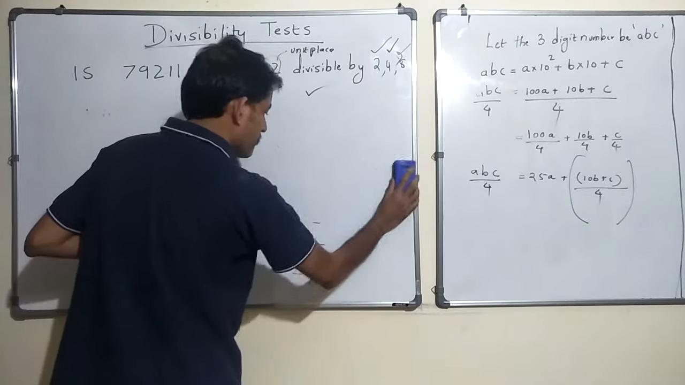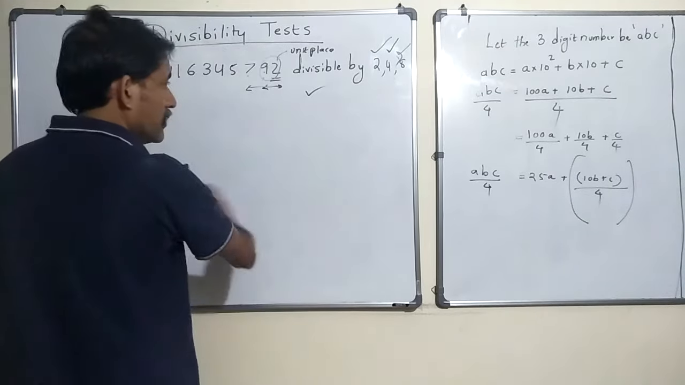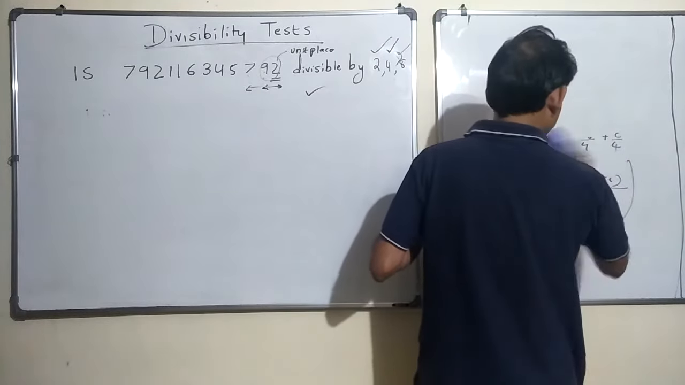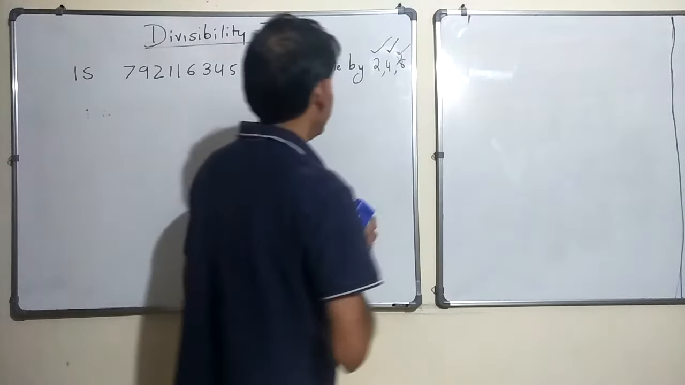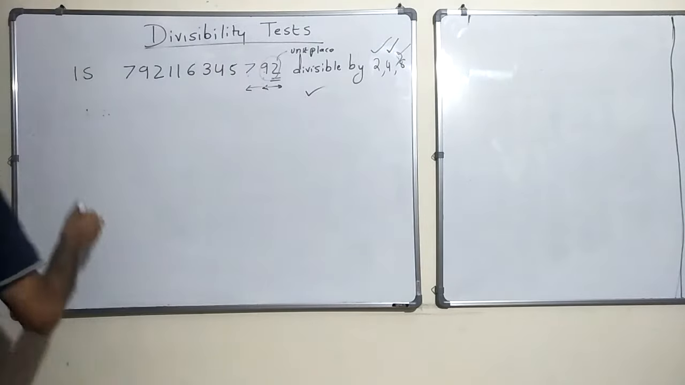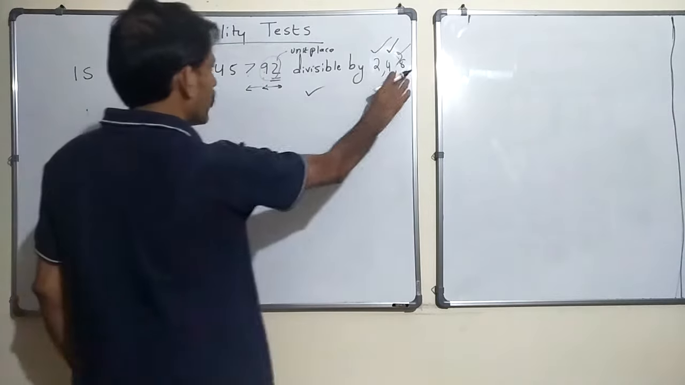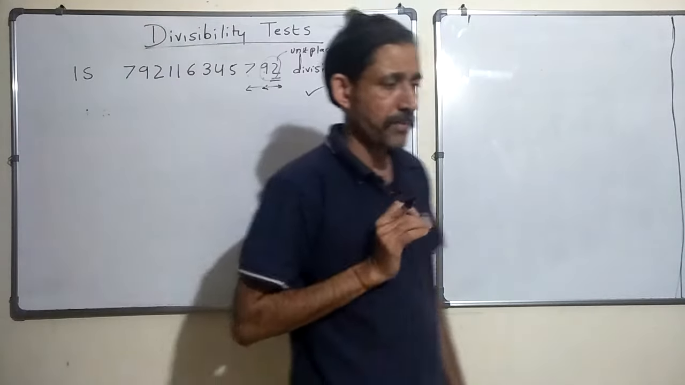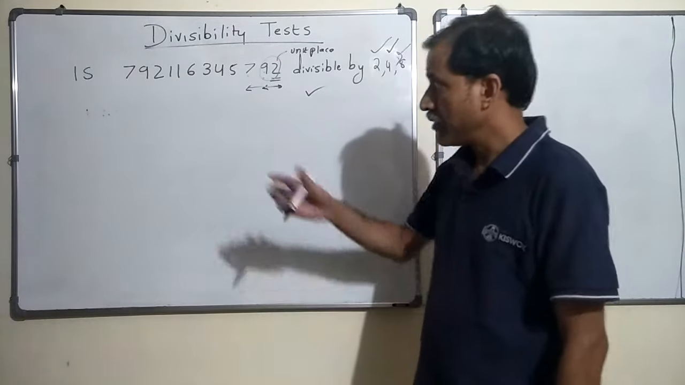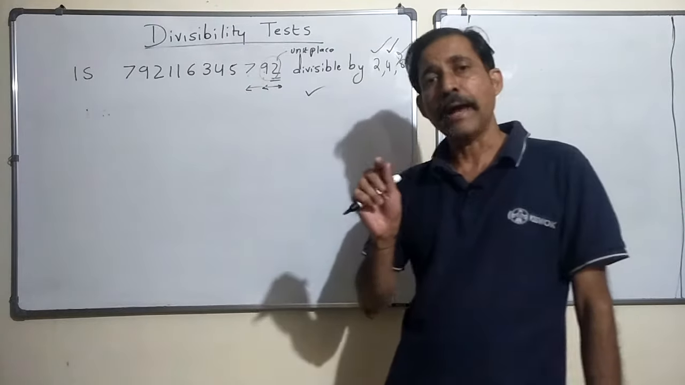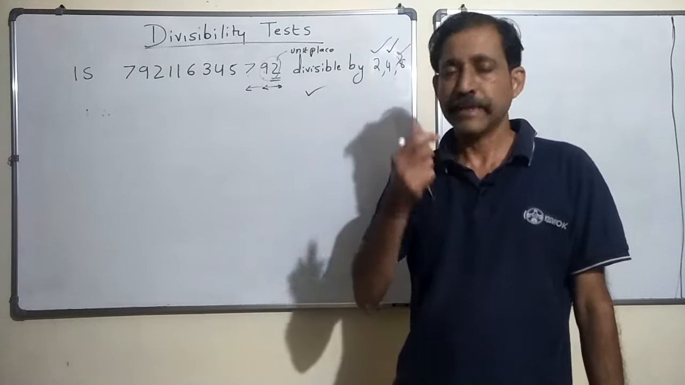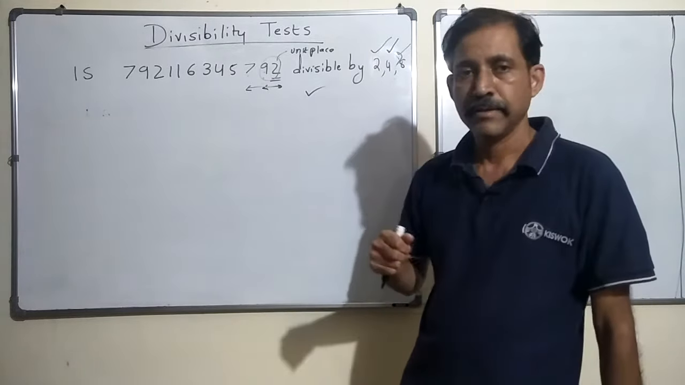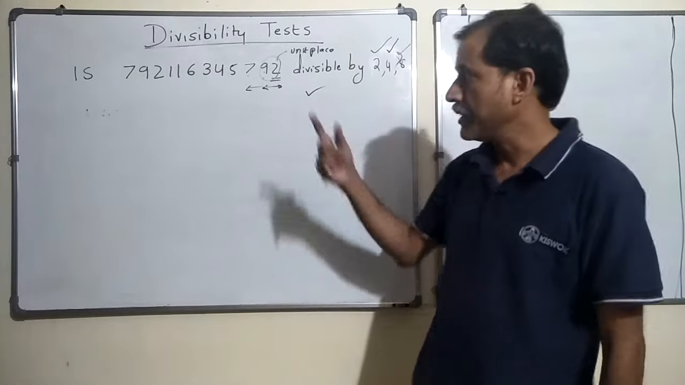Let's go ahead and check for 3 and 9. I am going to write here: our number is divisible by 2, 4 and 8 so far. Now what is the divisibility test for 3 and 9? It says that for this number I need to add all the digits and get the sum. If that sum is divisible by 3, the number is divisible by 3. If the sum is divisible by 9, the number is divisible by 9.